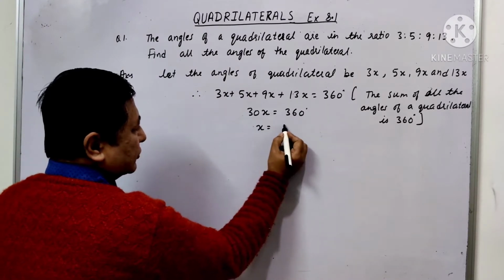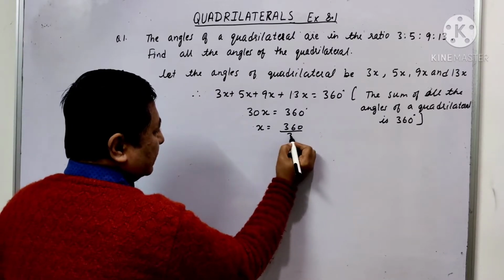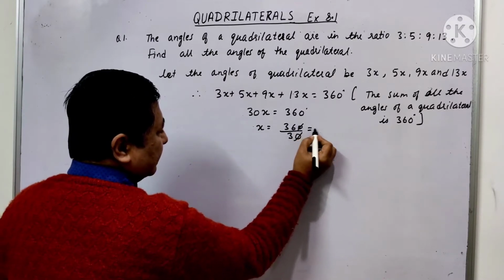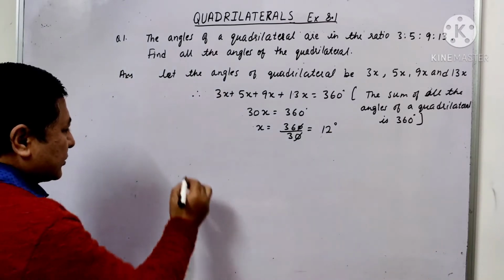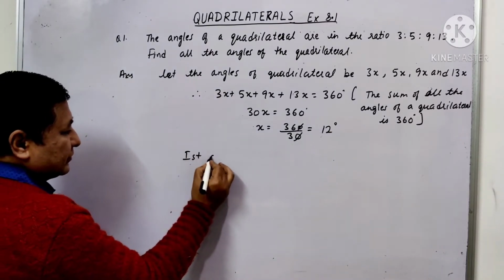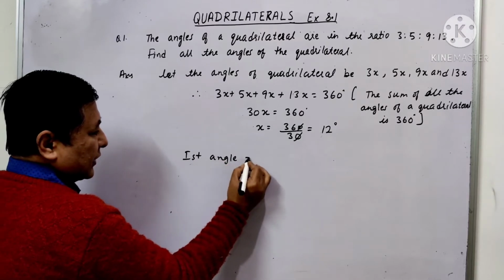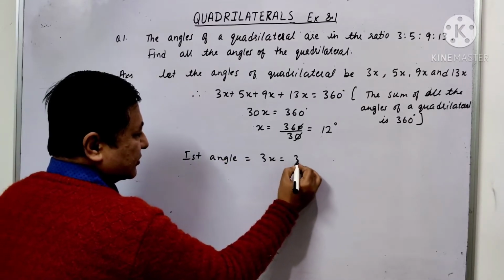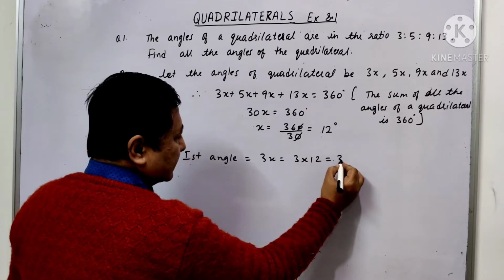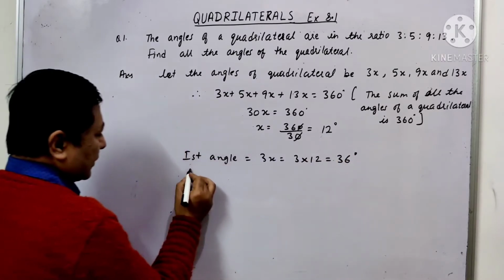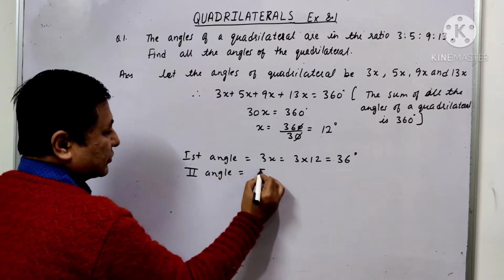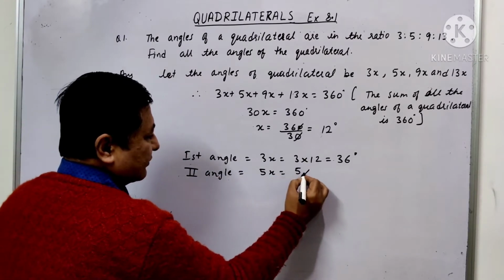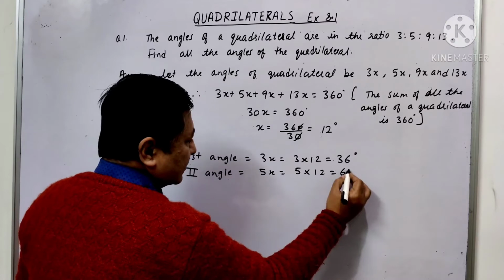So x is equal to 360 upon 30. So that will be equal to 12 degrees. So the value of x is 12 degrees. So now we'll take the first angle, that is equal to 3x. That means 3 into 12, that is equal to 36 degrees. Then we have the second angle, that is equal to 5x, that is 5 into 12, that is 60 degrees.